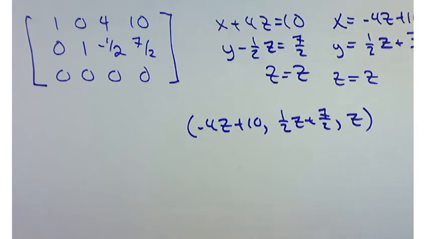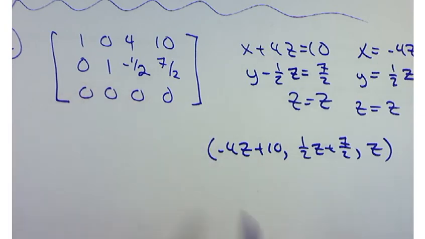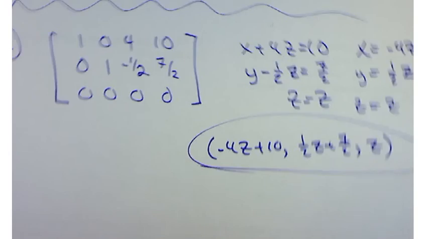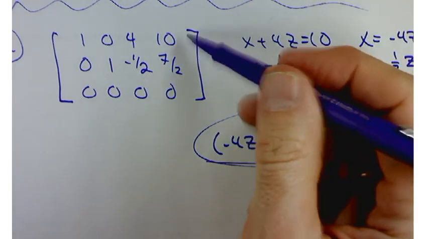Any thoughts on this last example of a dependent system of equations? You've got an infinite number of solutions because really you've got two planes effectively, and they meet at a line.